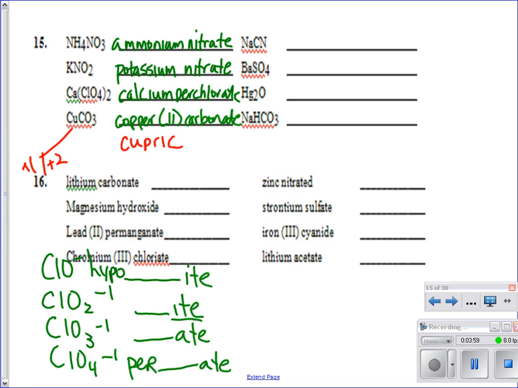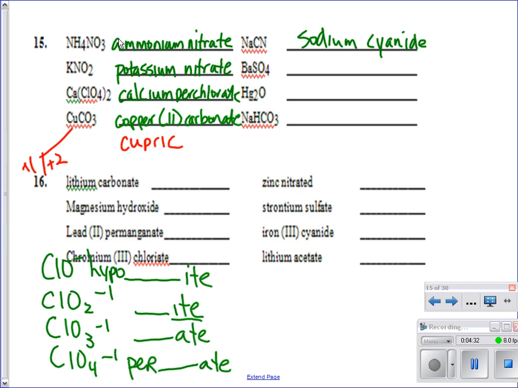Okay? All right, up to the next one, we have NaCN. Is that ionic or covalent? Ionic. So what is it called? Because sodium only has one charge, so sodium cyanide. There are two polyatomics you need to be concerned with that have an ide ending, the only polyatomics with an ide ending. One is cyanide. What's the other? Hydroxide.